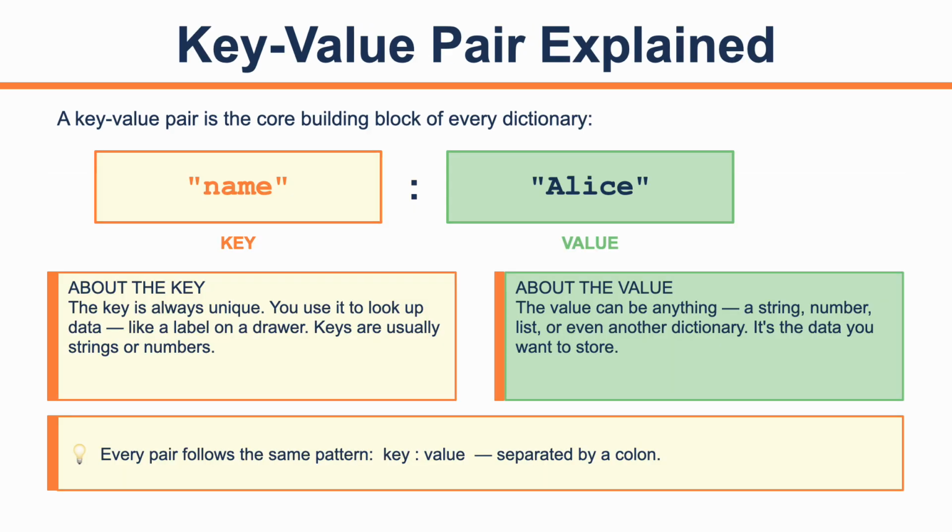Let's zoom in on a single key-value pair. The key is the word name written as a string, and the value is the string Alice. The colon in between links them together, and this pattern is the foundation of every dictionary.